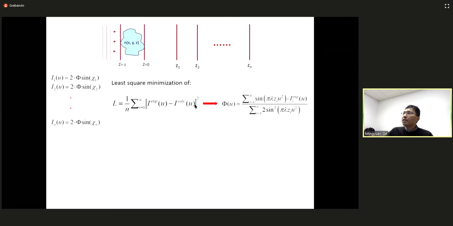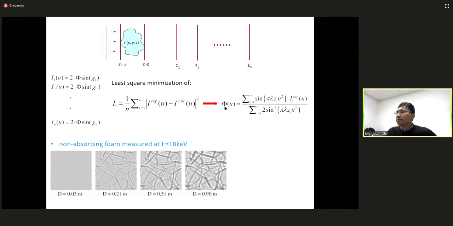So we minimize it using a least square minimization method. We can derive the phi, the phase of the material, analytically. This is just a Fourier transform of the phase components. And after this, you do a reverse Fourier transform, and you get the real space distribution of your phase component.